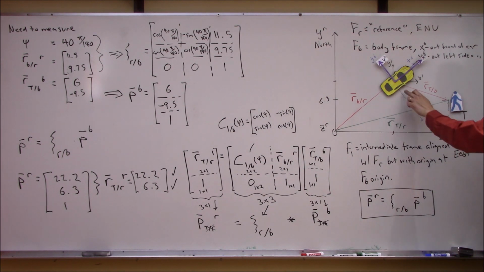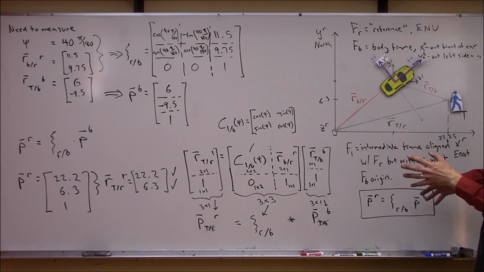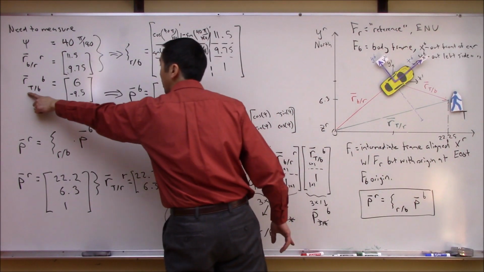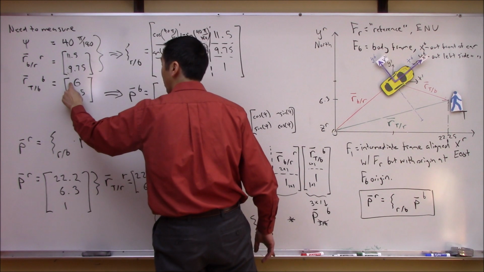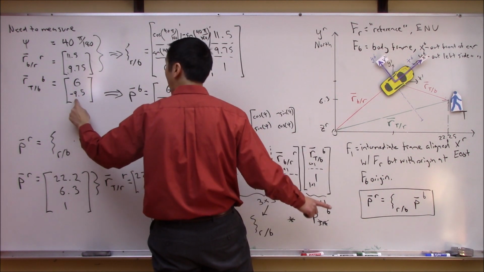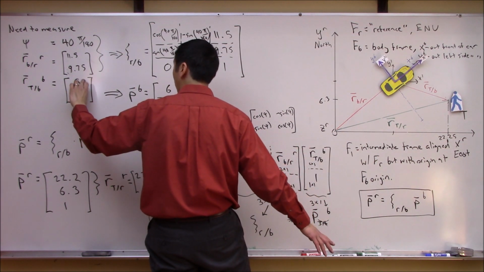Or this pedestrian that was using its own onboard sensor system, like a camera or whatnot, and said, hey, look, I know that this person is a certain distance away from me. And it expressed that. I can't remember where we had that. Which one of those numbers was it? This guy, right? RT with respect to B, expressed in the B frame. It said it's 6 inches in front of me and 9.5 inches to my right. That's what it got, okay?